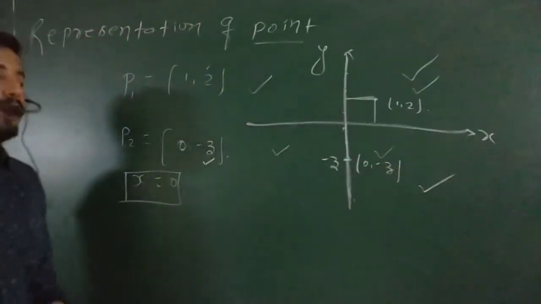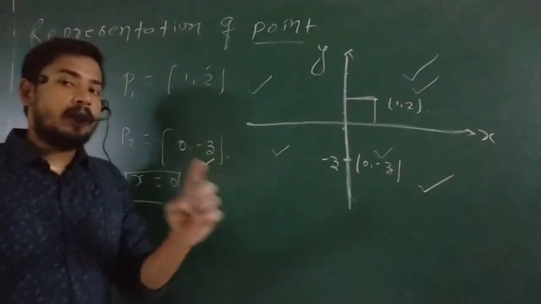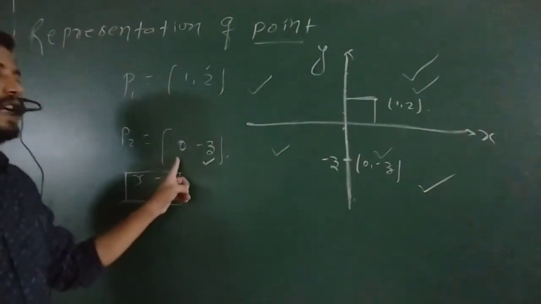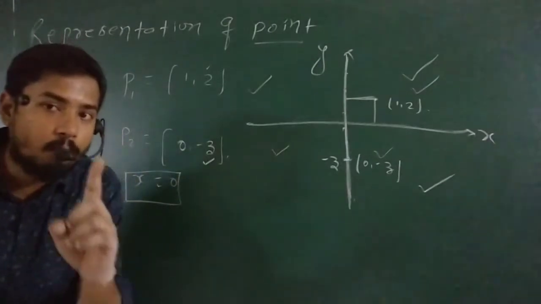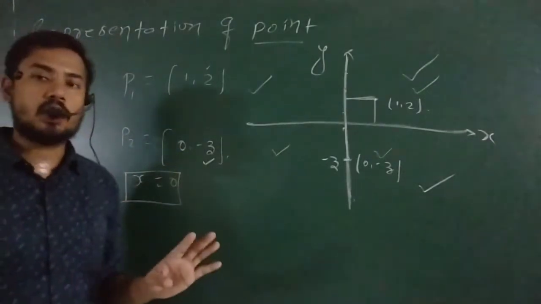It means you will get one concept from here. Whenever a point is on the y-axis, the x coordinate will be 0. Whenever a point is on the y-axis, tell me, the x coordinate will be 0, right?